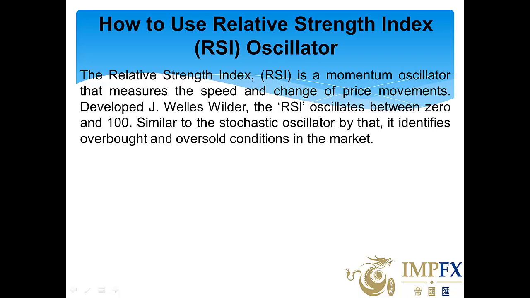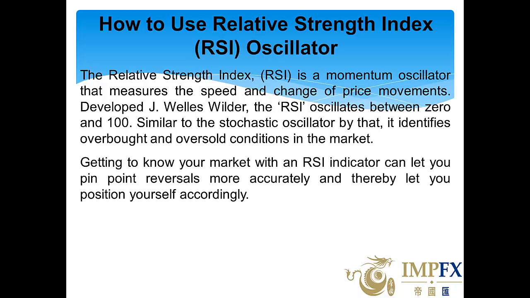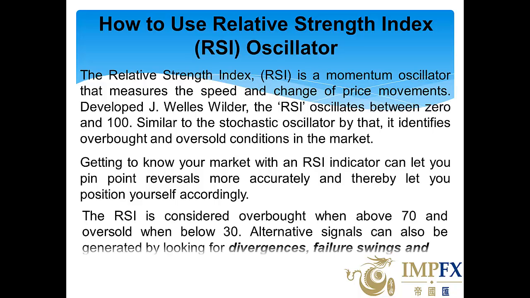Similar to the stochastic oscillator, it identifies overbought and oversold conditions in the market. Getting to know your market with an RSI indicator can let you pinpoint reversals more accurately and thereby let you position yourself accordingly. The RSI is considered overbought when above 70 and oversold when below 30. Alternative signals can also be generated by looking for divergence, failure swings, and centerline crossovers.